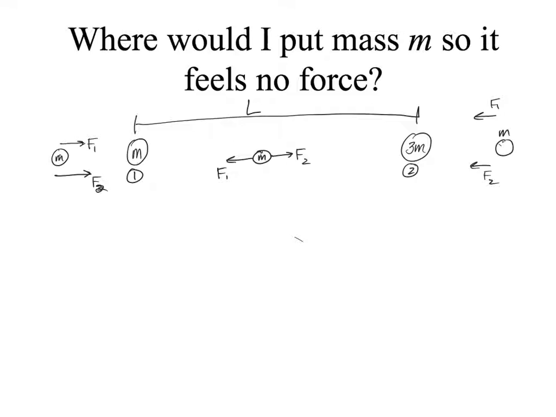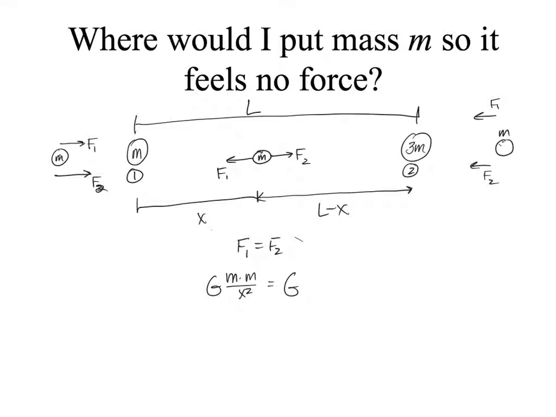So I'm going to call the distance between here and here x, and then the distance between the mass and the 3m mass will be L minus x. And I want to set F1 equal to F2, just talking about the magnitude of the two forces. For F1, it would be big G m times m over x squared. For F2, it would be big G m times 3m over L minus x squared. So I'm going to set the two forces equal to each other to figure out where x is.